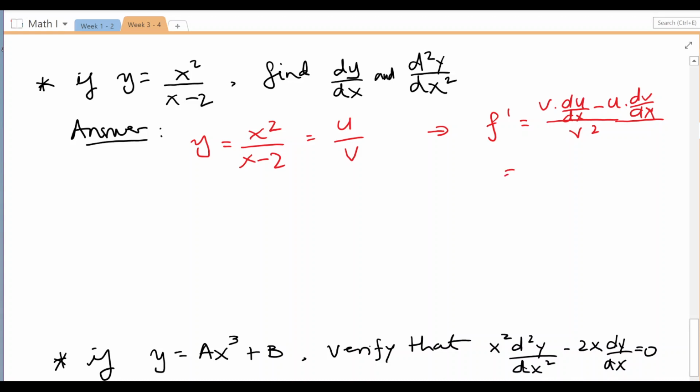So in this case our u equals x squared, so du over dx equals 2x, and our v is x minus 2, so dv over dx is simply 1, because here I just wrote down u equals x squared and v equals x minus 2.